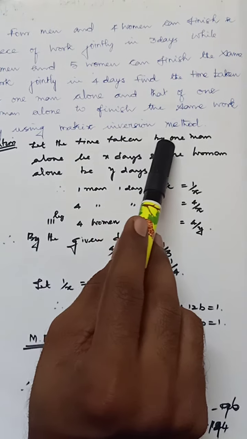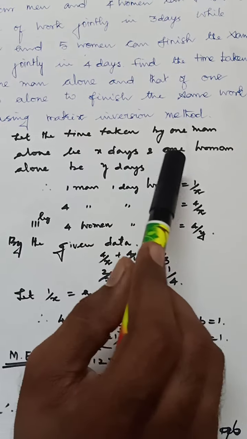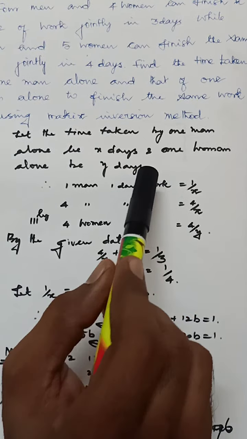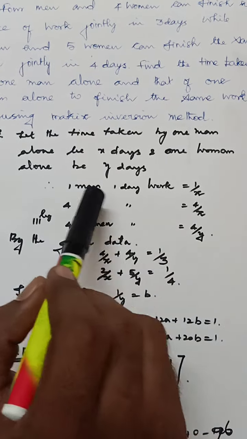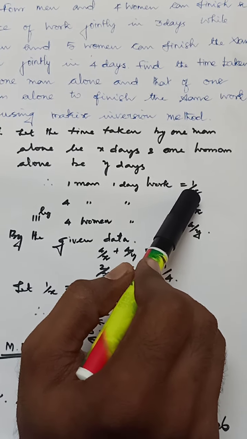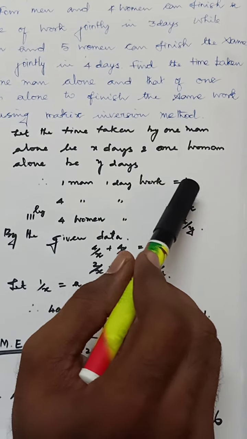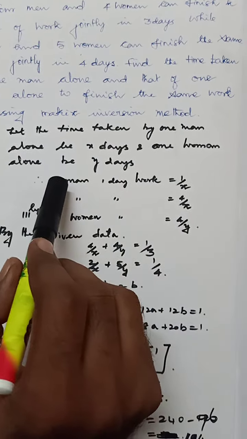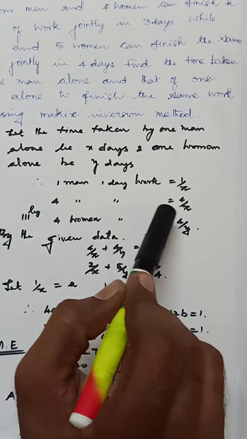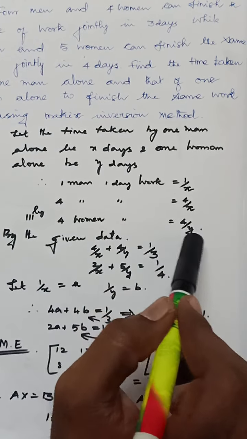Let the time taken by one man alone be X days. The man takes X days. At the same time, one woman alone takes Y days, right? So how to write? This can be written as: one man's 1 day work is 1 by X. This is from your 10th standard. You have the same type of question in your 10th standard. So for the number of days and work, we have to frame equations like this. 1 man's 1 day work is 1 by X, 4 men's 1 day work is 4 by X. Like that, your 4 women's 1 day work is 4 by Y.